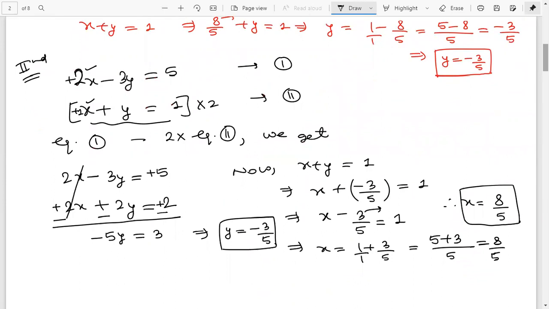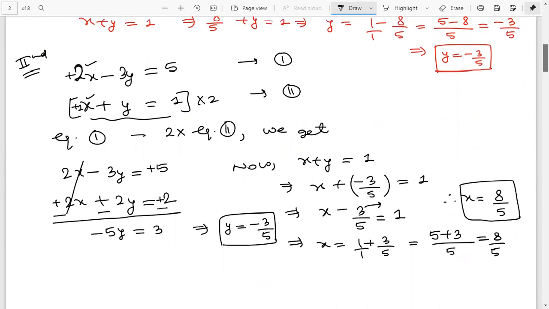Sir, what about the first chapter, real numbers? Real numbers we'll see after this chapter. After this linear equation, we'll see real numbers, because in batch A I've also started the same chapter. So maybe in 1 or 2 weeks we'll complete this chapter, because this is more related to polynomials, and then we'll come back to real numbers. Okay, sir.